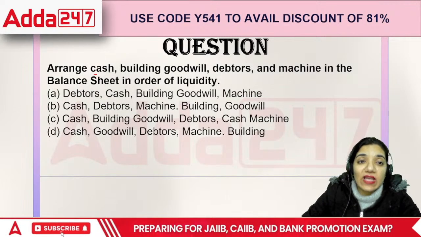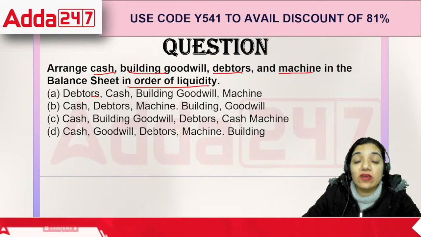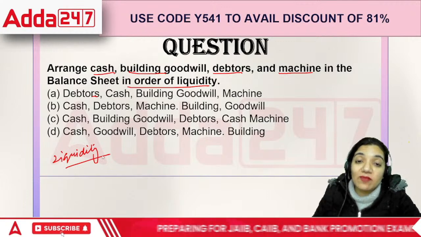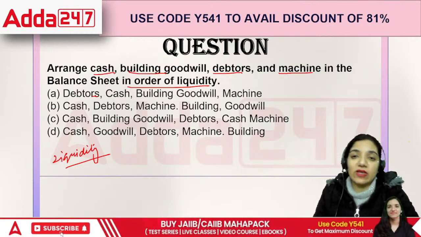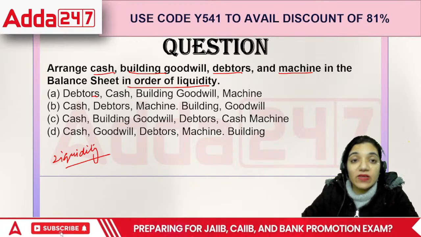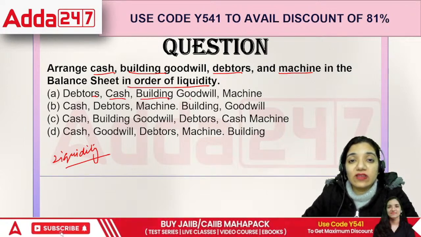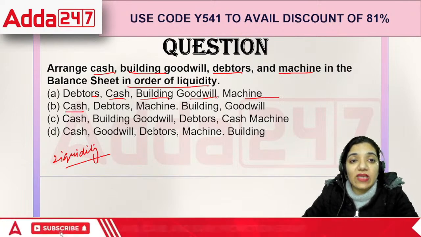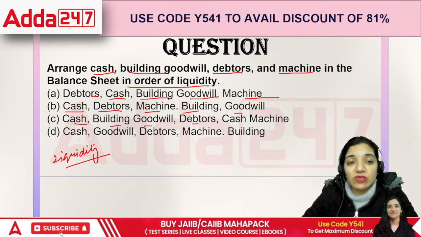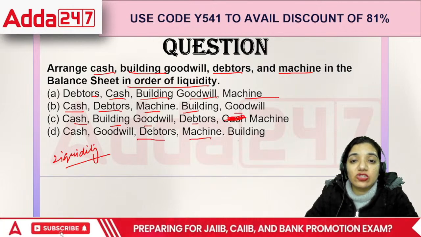Then arrange the cash, building, goodwill, debtors and machine in the balance sheet in the order of liquidity. When we talk about the term liquidity, it means how liquid our assets are. Liquid here means whether they are convertible into cash very easily, or will it take time to do that. So that is something that we define here. Is it going to be debtors, then cash, then building, then goodwill, then machine? Or is it going to be cash, debtor, machine, building or goodwill? Or cash, building, goodwill, debtors, machine, and cash, goodwill, debtors, machine and building.